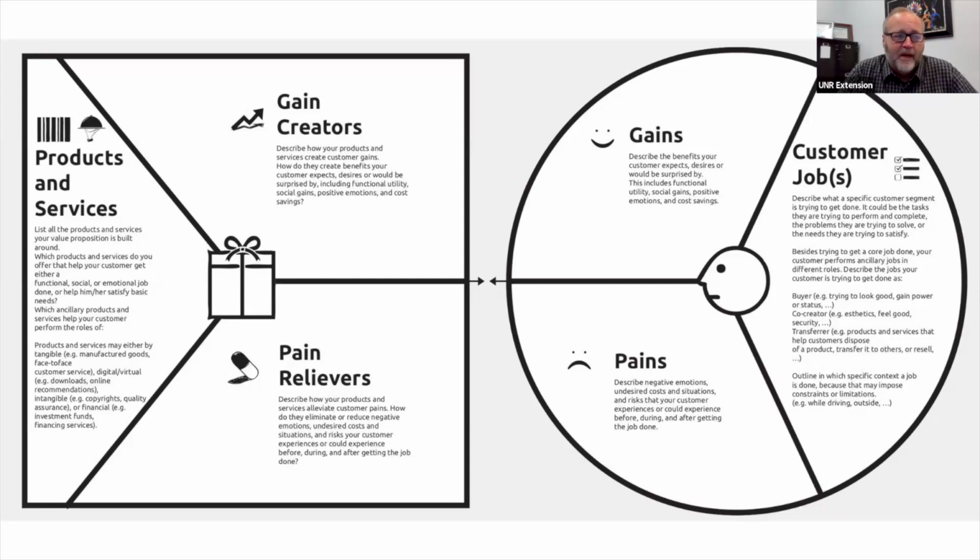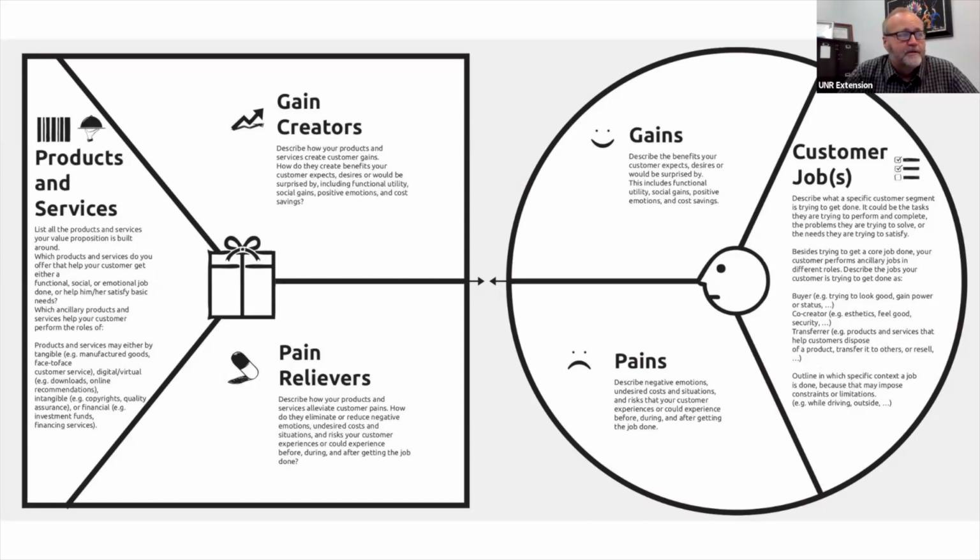They also have certain pains. Describe the negative emotions, undesired costs and situations, and maybe risks that your customers experience, or could experience before, during, or after getting their job done. So on the left-hand side, we have products and services that are built around our value, right? What type of value do we deliver? Can we help them with these values? These could be goods, they could be services, it could be intangible things as well.